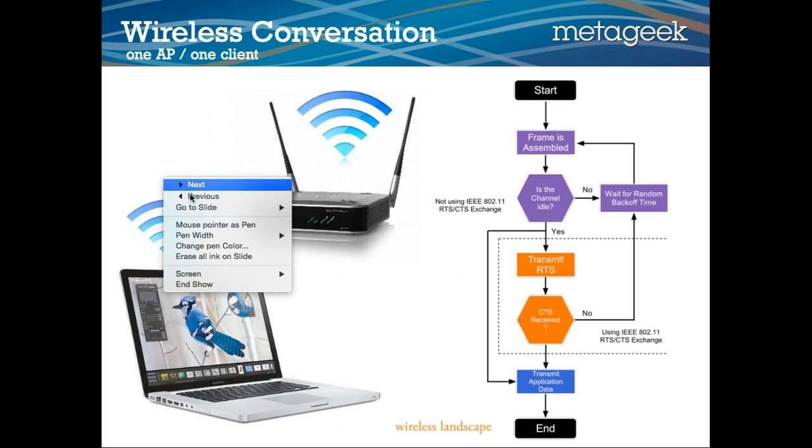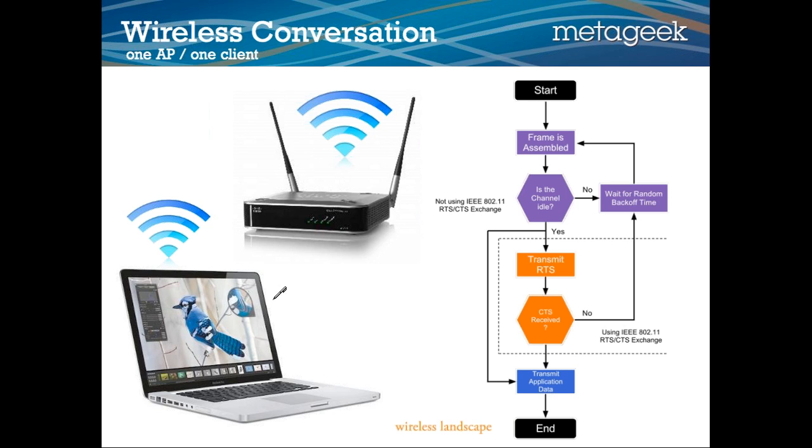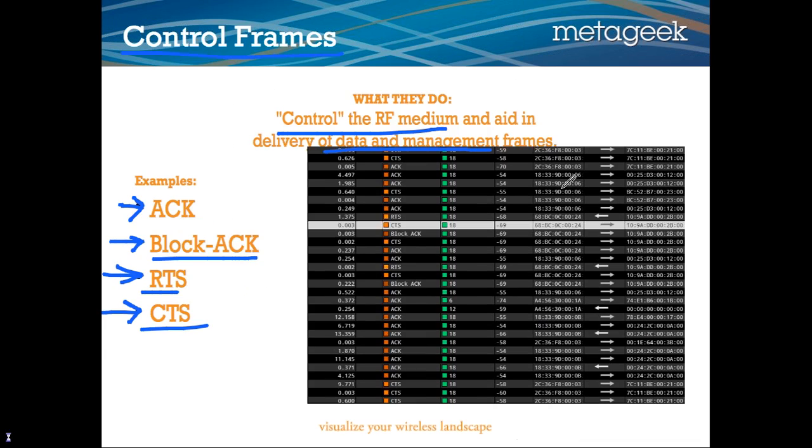So let's take a look at a wireless conversation between one access point and one client. Let's see what this conversation would look like. So we're going to start by assembling our frame, and then we're going to check to see, is the channel idle right now? Is the channel currently idle? Is there anyone talking on the channel?